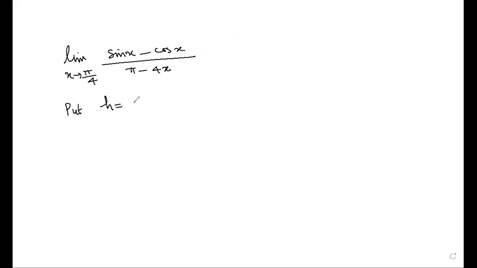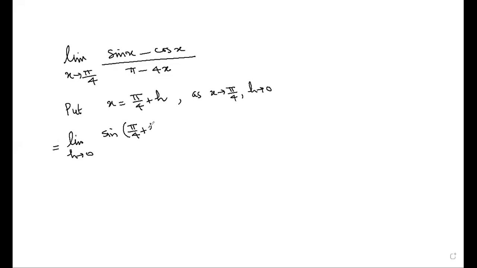Put x equals pi by 4 plus h. Please start writing with me. As x tends to pi by 4, h tends to 0. So we can write the limit as h tending to 0, sine of pi by 4 plus h, minus cos of pi by 4 plus h, whole divided by pi minus 4 into pi by 4 plus h.